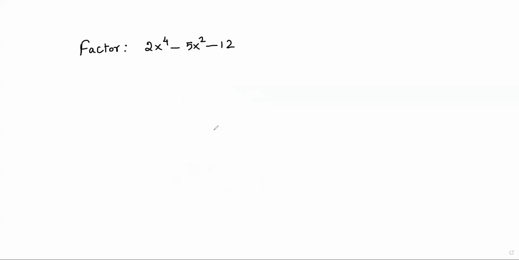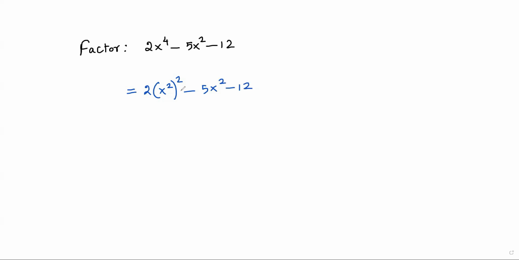Hi, in this video, we are going to see how to factor the polynomial 2x to the fourth power minus 5x squared minus 12. So it will be a little challenging to factor a polynomial of degree 4. So what I'm going to do, in the first step, is write the term x to the fourth power as (x squared) squared. Then I write the rest as it is.